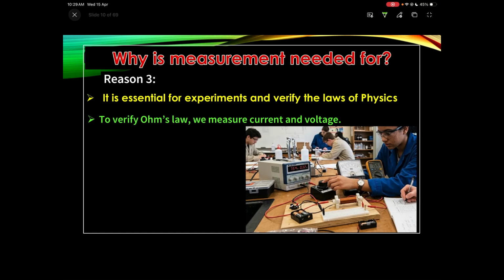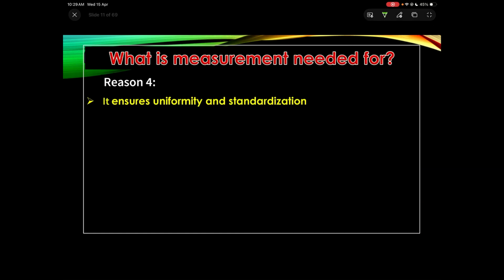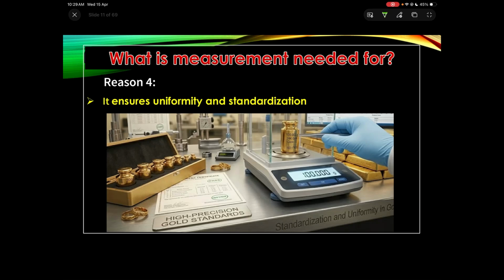So we move on to the next reason. Reason number 4, it ensures uniformity and standardization all over the world. Look at this. Suppose you're measuring the mass of gold with a digital balance. You can see here it is 100.123, that much precise. Anywhere in the world you take this piece of gold, it will show you the same thing. Why? Because the measurement is standardized all over the world.